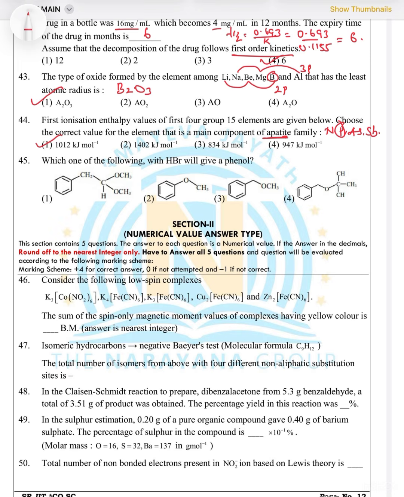Next, which of the following with HBr will give a phenol? Phenol is formed from which compound? Second compound. How? Let us see the reaction. I'll write the reaction here.